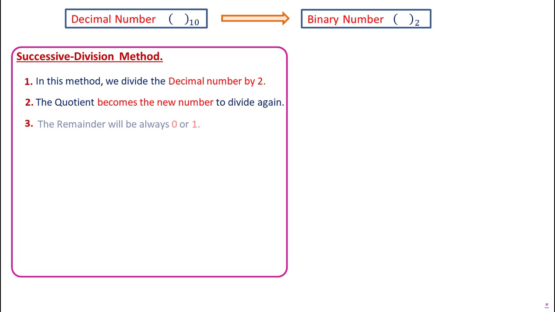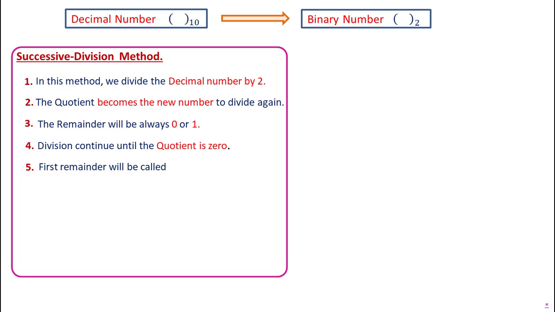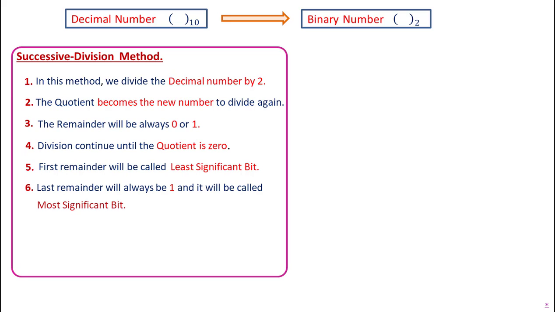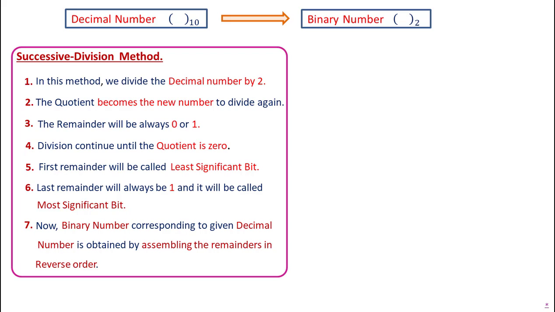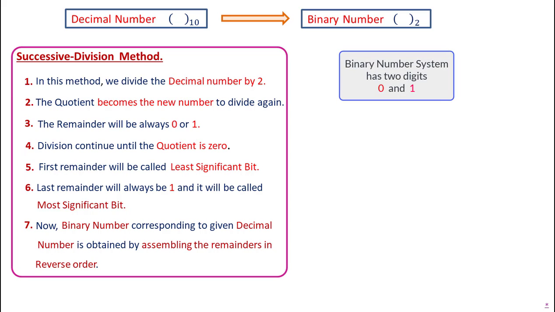Third, the remainder will be always 0 or 1. Fourth, division continues until the quotient is 0. Fifth, first remainder will be called least significant bit. Sixth, last remainder will always be 1 and it will be called most significant bit. Seventh, now binary number corresponding to the given decimal number is obtained by assembling the remainders in reverse order. It should be remembered that binary number system has two digits 0 and 1. So remainder will always be 0 or 1, which becomes the 1 bit of the binary number.